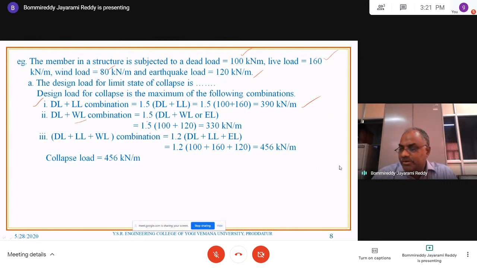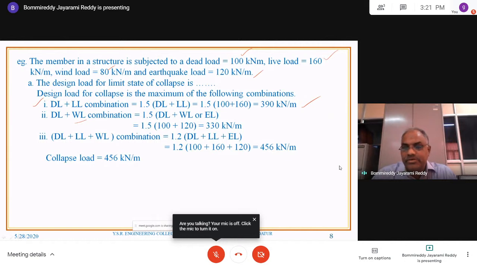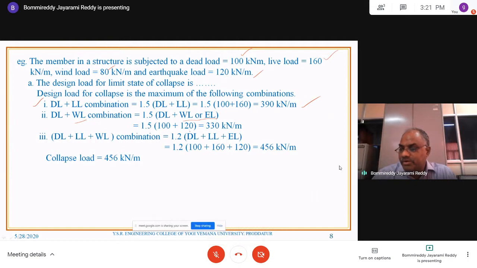So that is 1.5 into dead load plus wind load or earthquake load. Either you consider wind load or earthquake load, whichever is more. But earthquake load is more. You are considering 120 as earthquake and dead load is 100. So it will be 330. So the factored load for the second combination is 330 kilonewton meter.